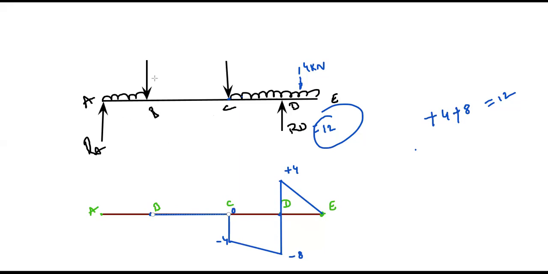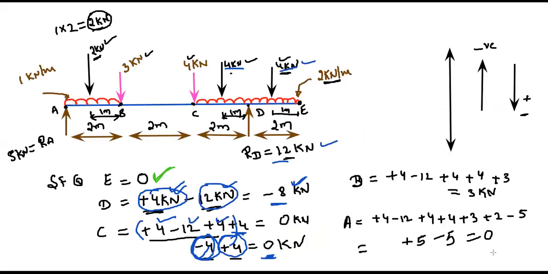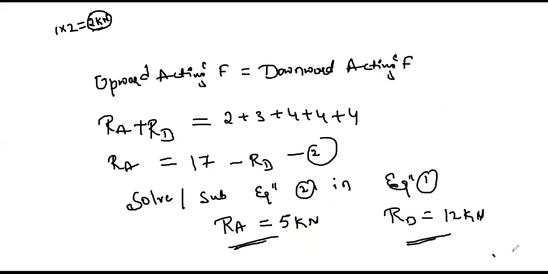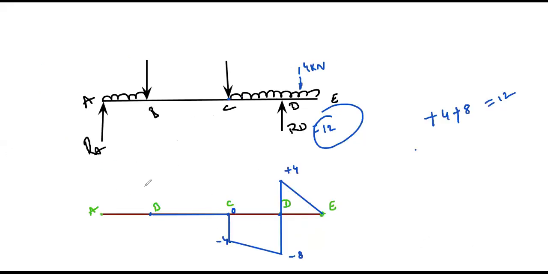At point B we have a downward force. At point B we have a downward force of how much? 3 kilonewton. At point B the shear force is 3 kilonewton, which is positive. Positive in the sense somewhere here we get this 3 kilonewton. So then you need to draw this 3 kilonewton line.